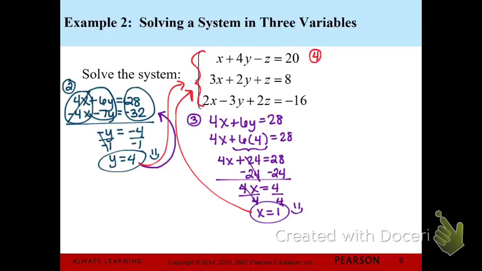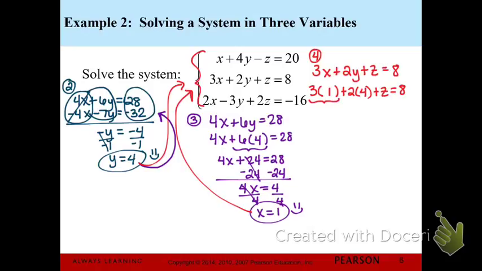The second. Why would we choose the second one? Because the z is already positive and it's a 1. Yeah, but if you didn't see that, it's no big deal. You would still get the same thing, you just have one extra step. All right, so we're going to plug in, what did we say X was? X is 1. And then we're going to plug in Y, which is 4, and leave Z as Z, because that's what we're solving for.